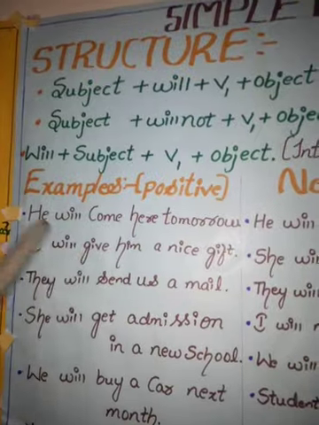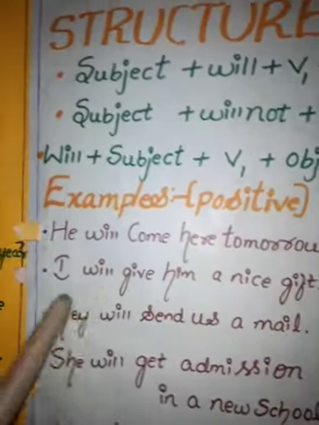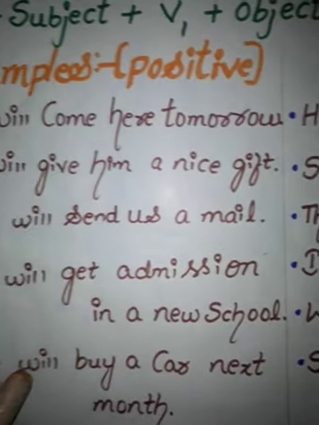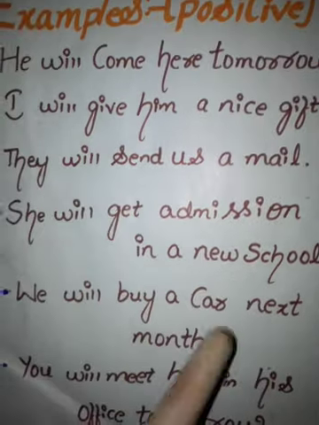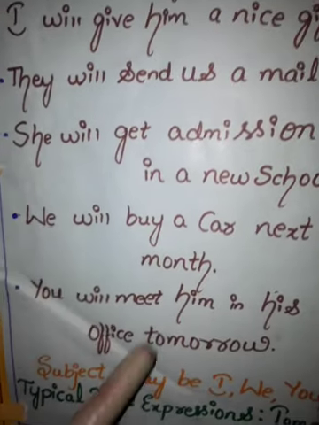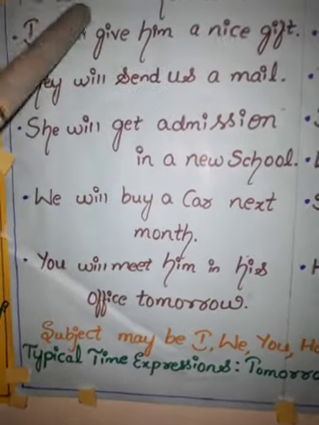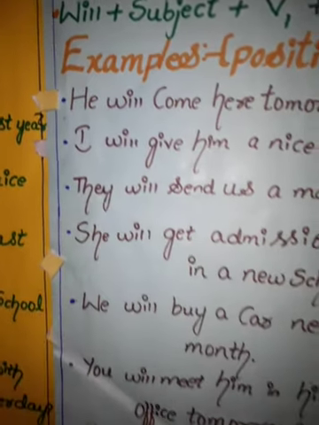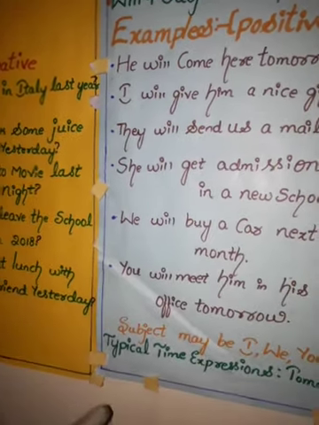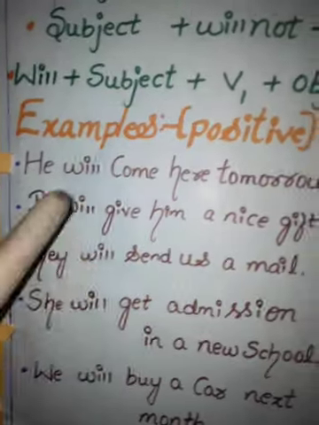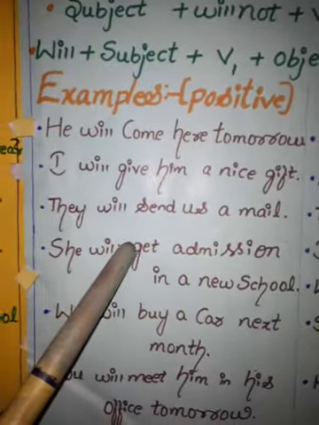So examples. He will come here tomorrow. I will give him a nice gift. They will send us a mail. She will get admission in a new school. We will buy a car next month. You will meet him in his office tomorrow. See, these are all the examples where we will find the auxiliary verb will. It denotes that we are going to do it the next day or the next moment. So, will is a word which tells us that it is going to happen in the future.